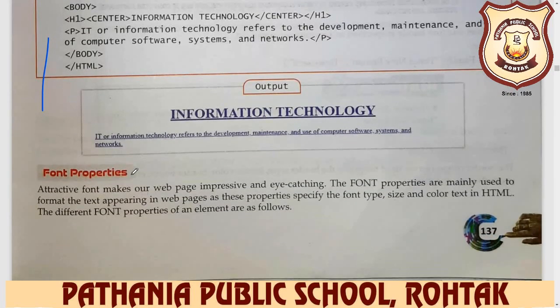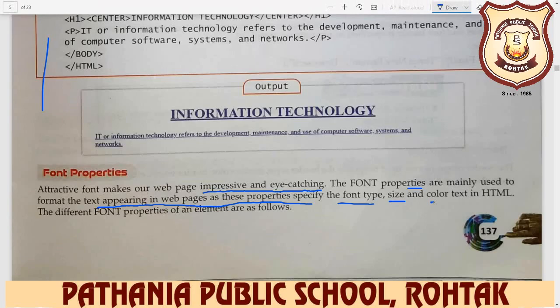So you see this is your output. Your next property is the font property. An attractive font makes our web page impressive and eye-catching. Font means formatting. If you want to change the formatting of your text, then you use the font property. These properties are mainly used to format the text appearing in the web page, as they specify the font type. They change the font type, size, and color of text in the HTML.